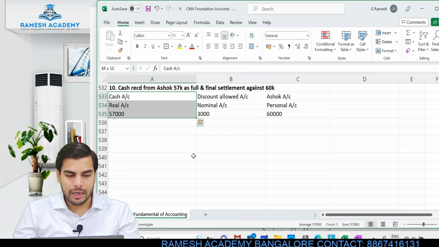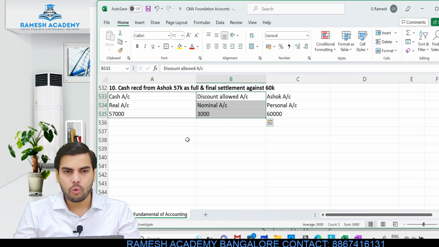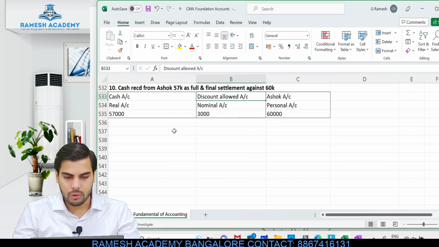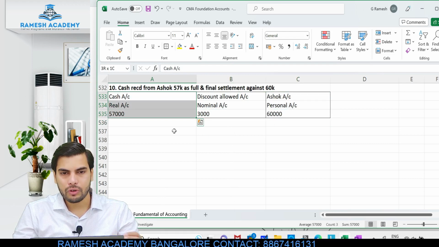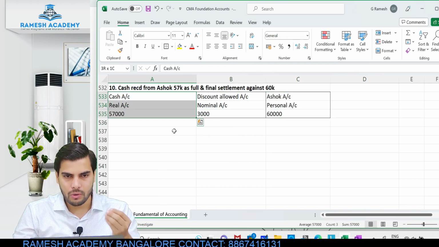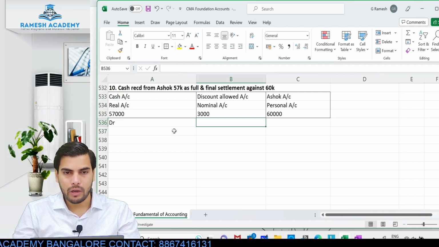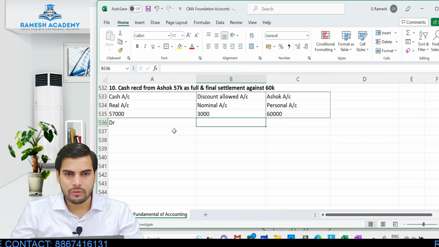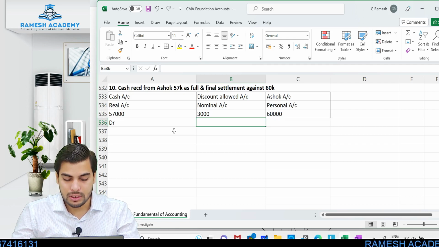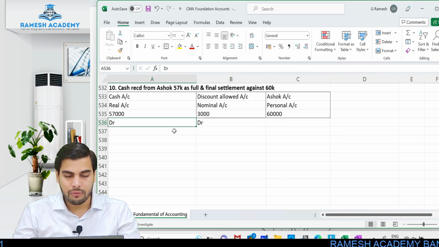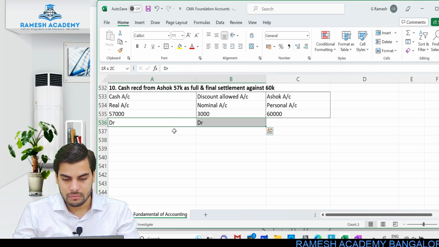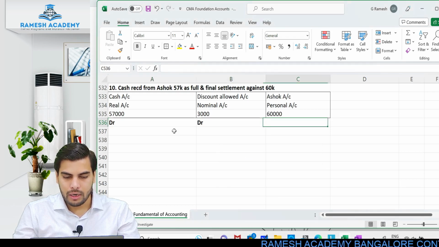So cash, is it coming into the business or is it going out? The rule of real account states debit what comes in, credit what goes out. When I am receiving this 57,000 rupees from Ashok, is the cash coming in or is it going out? Don't you think the cash is coming in, therefore we'll be debiting this. Discount allowed, again the rule of nominal account. Debit all expenses and losses, credit all income and gain. The place wherein I was supposed to receive 60,000, I am receiving only 57,000. It means 3,000 rupees I am receiving less. So this discount which I am allowing is a loss for us, therefore we'll be debiting it. Clear? So debit all expenses and losses.